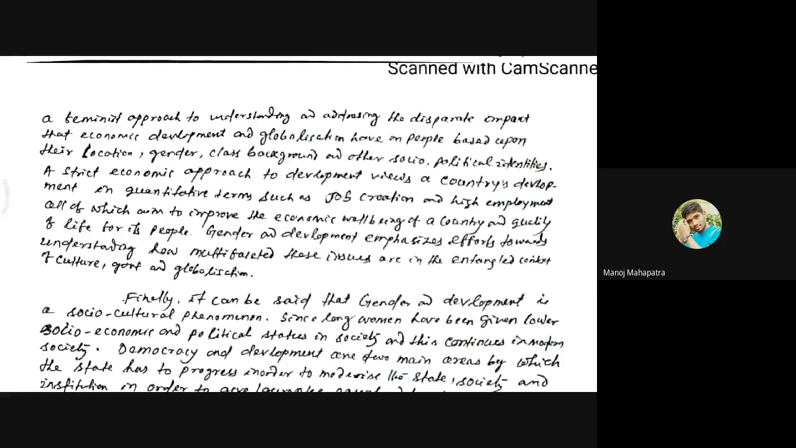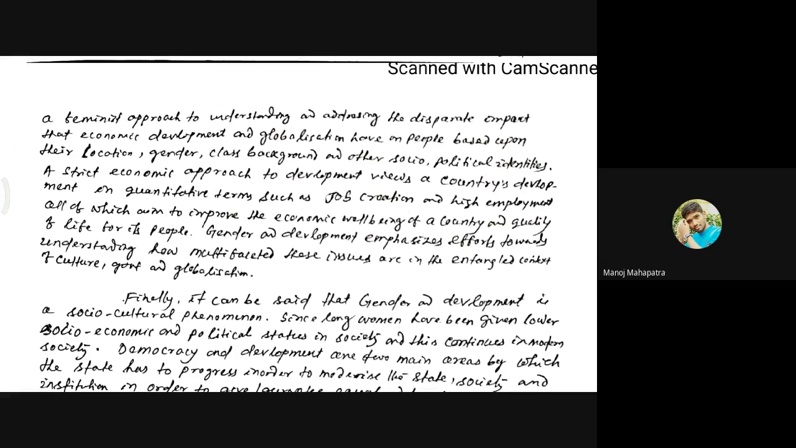Anyway, gender and development emphasizes efforts towards understanding how multifaceted these issues are in the entangled context of culture, government, and globalization.